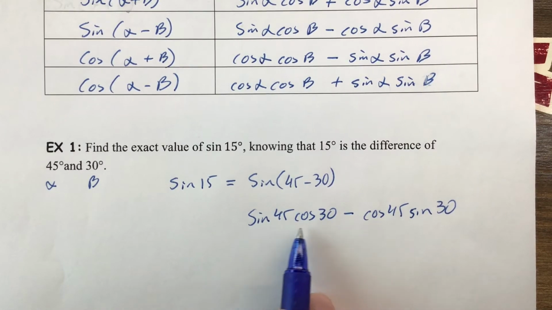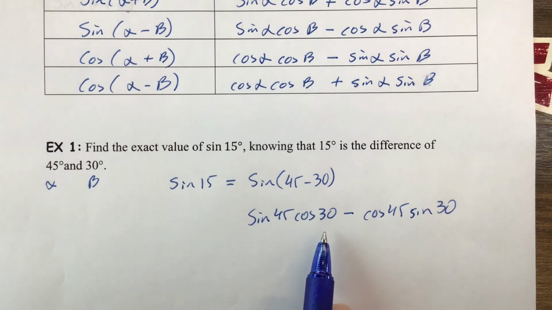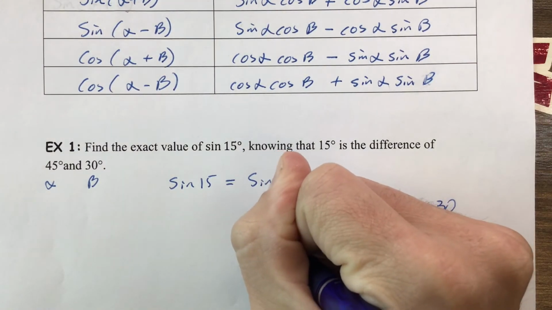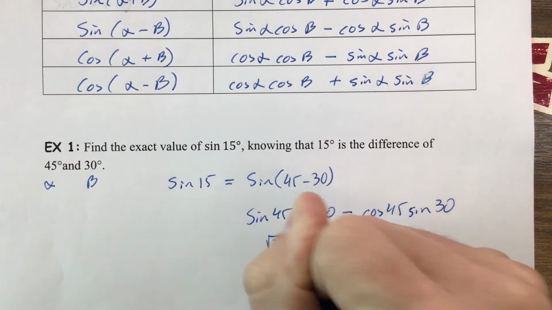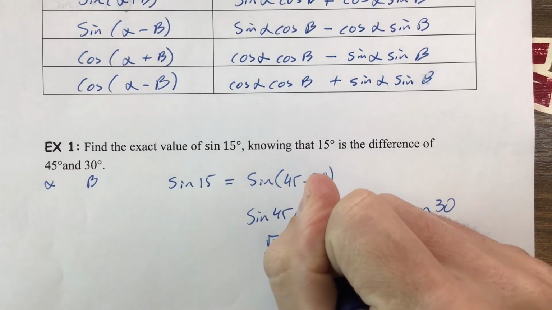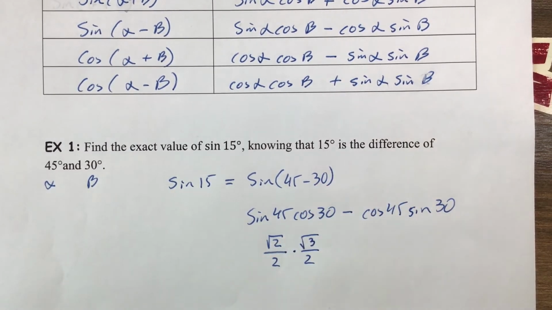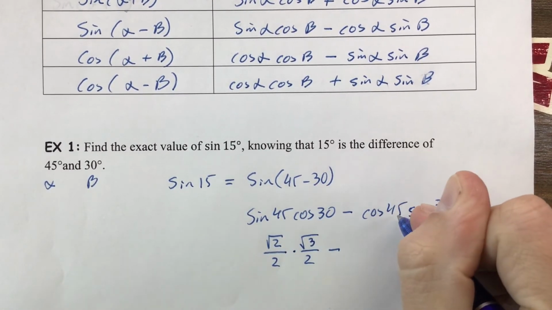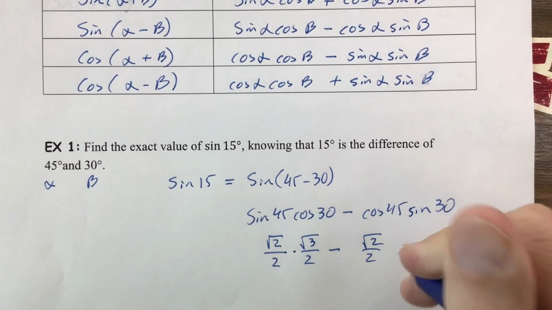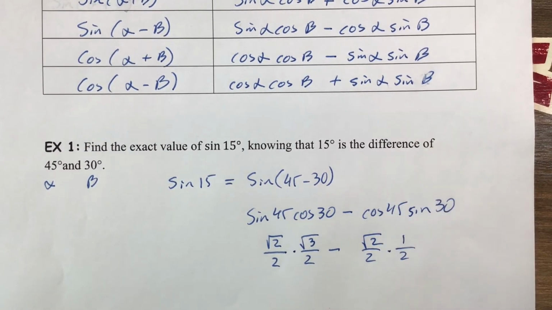Now what's special about this is that we're using the 45 degrees and the 30 degrees, a couple of these special angles that we know how to evaluate within these functions. So the sine of 45 is the same thing as the square root of 2 divided by 2. The cosine of 30 is equivalent to the square root of 3 over 2. Cosine of 45 is also square root of 2 over 2. The sine of 30 is equal to 1/2.